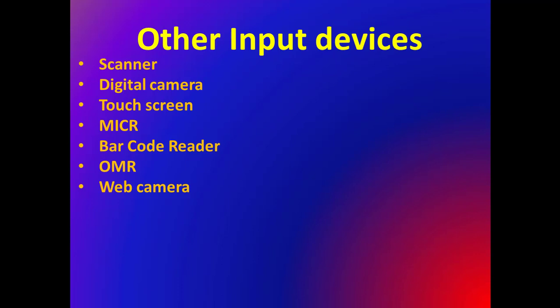Barcode reader. Students, when you purchase any item, you have to see some lines on that, and on the downside on every line you will see a number. Kuch moti aur patli lines ka group aapne dekha hoga, uske niche numbers hote hain, so that is known as barcode. Us barcode ko read karne ke liye computer use an input device, that is called barcode reader.